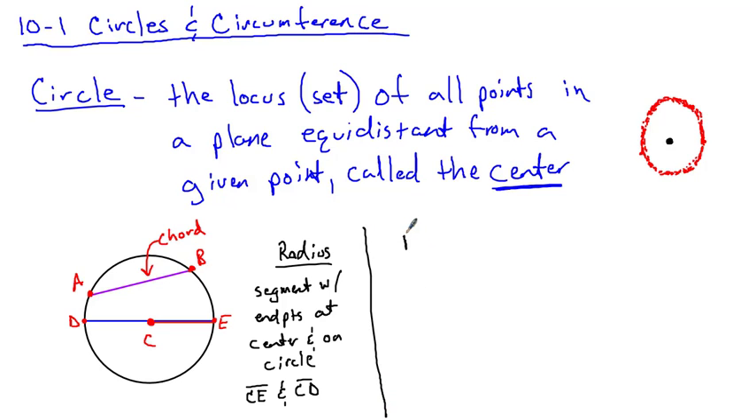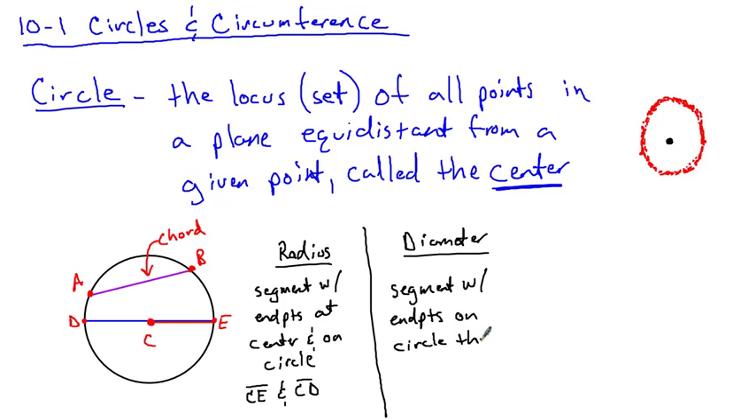All right, now we have a diameter. This is also one we already know, but we're just going to get a little more formal with our definitions. So it's also a segment with the endpoints on the circle, and it goes through the center. So our example is DE. We could also say ED, right? So we know that one.